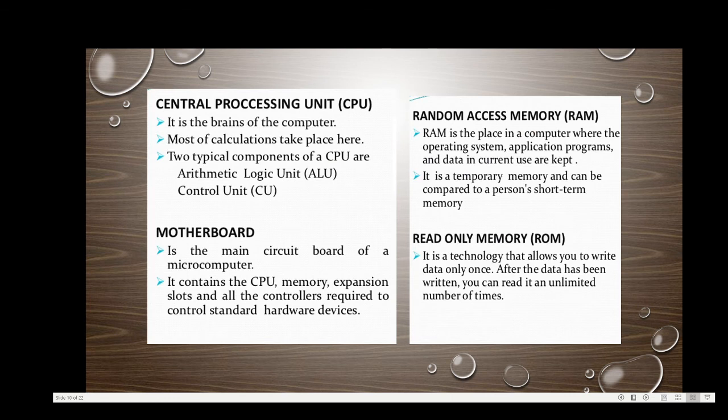Then comes RAM, which is random access memory, a place in the computer where the OS, the operating system, or the application programs and data in current use are kept. It is also a temporary memory, which is compared to a person's short-term memory. Then there is ROM, that is read-only memory, a technology that allows us to write data only once. After the data has been written, we can read it an unlimited number of times. So these four devices form the internal hardware or the processing part.